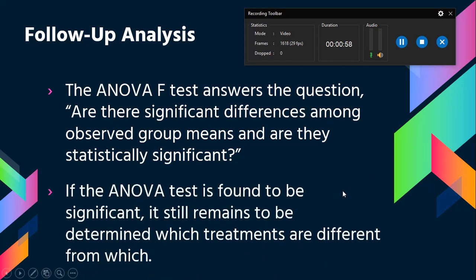So prior to running the ANOVA F-test, we're going to set up some contrasts. Once we determine that the ANOVA F-test is significant, then we can further our examination and look at which treatments are different from which. So are group 1 and 2 the same, or is group 1 closer to group 5? Or are 3 and 4 significantly different? So we're going to look at that grouping and see how they compare.